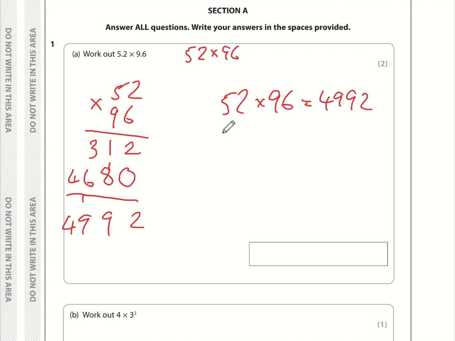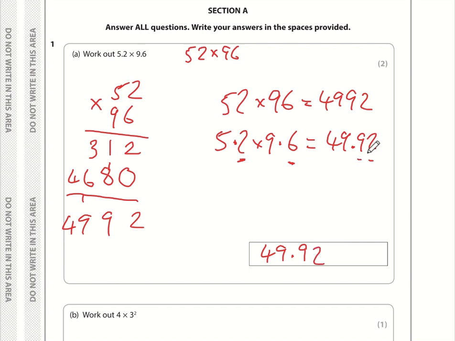So what we have here is 52 times 96 is 4,992. So what is 5.2 multiplied by 9.6? All we need to do is count the number of digits that we see after decimal points. Well, we have 2 numbers after a decimal point, so therefore we need to create an answer that has 2 numbers after a decimal point. So if I just put my decimal point here, I've now got my 2 numbers after the decimal point and I am done. So the answer is 49.92.